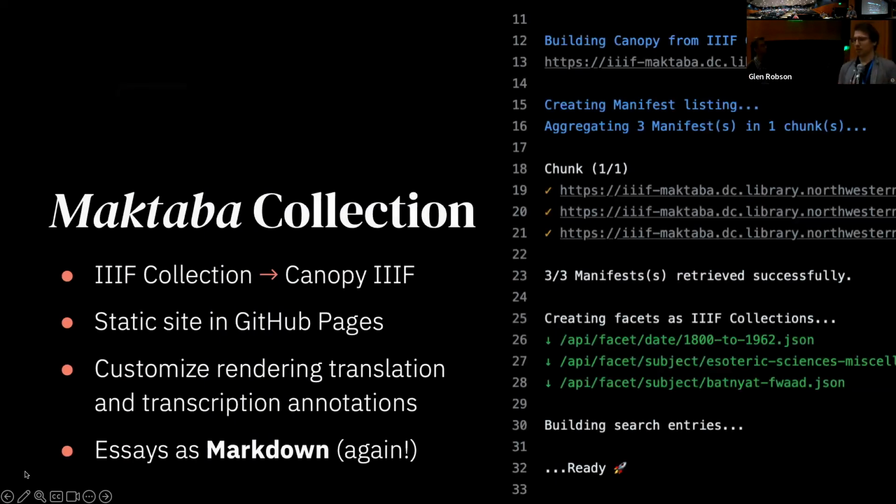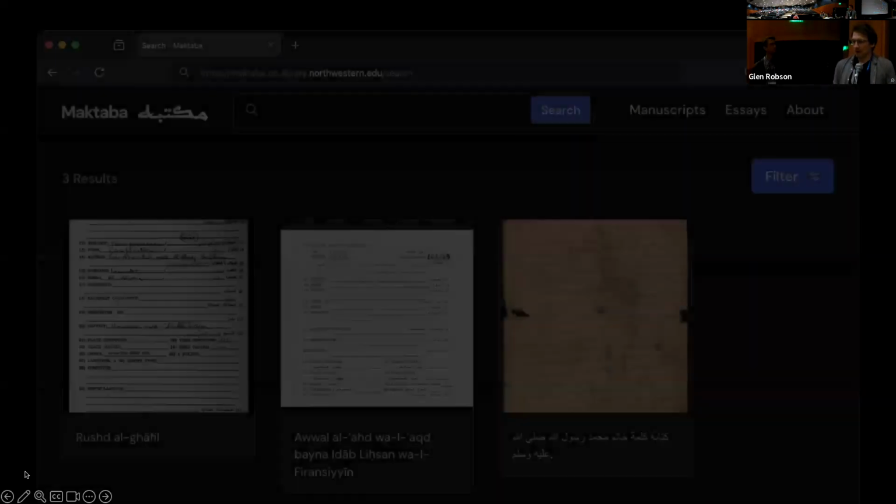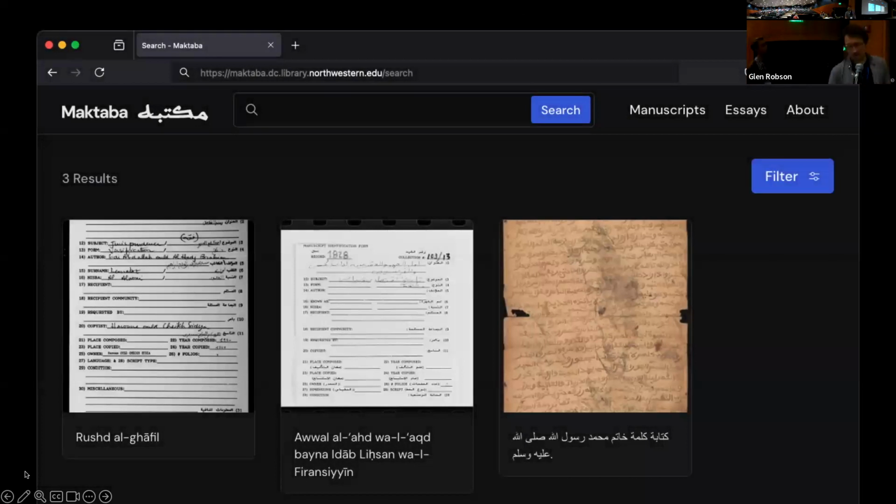Getting back to Maktaba. Using Canopy, we created a searchable collection entirely from that IIIF collection and its direct manifests. In this example, we only have 3 manuscripts, but regardless of size, we could quickly harvest these manifests, build a local search index, and then statically generate page content for those manifests. You can see in the Canopy build here on the right that the 3 manifests are being plucked out. We're building a simple search index, and then we're ready to go. We have a website.